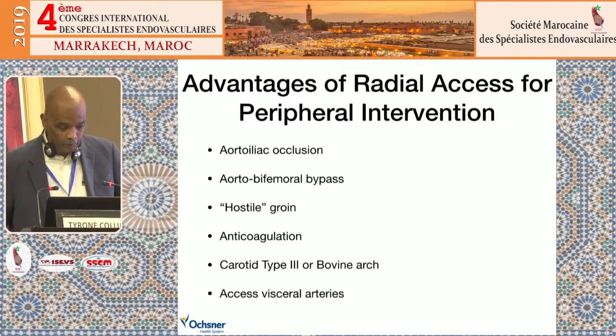Anticoagulation for carotids with type 3 or bovine arch, and then access of the visceral arteries. Since the orientation of these arteries is usually in a downward projection, it's easier to access them from a radial approach.